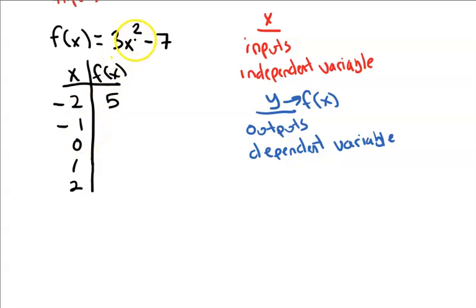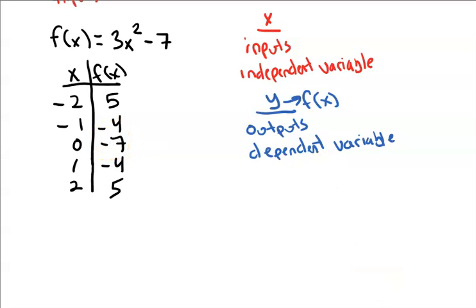-1. -1 squared is 1. Times 3 is 3. 3 minus 7 is -4. When I plug 0 into here, this term goes away, leaving me with -7. For 1, I get a -4 out again because -1 squared and 1 squared are the same, so the output's the same. And again, just like up here, -2 squared and 2 squared are the same, so I should get the same output, 5. Notice how for each value of x, I only get one output value. So that fits the definition of a function.